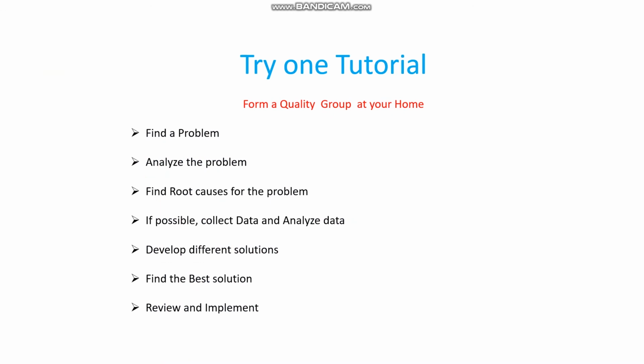Try one tutorial. Form a quality circle group at your home. Try to identify one problem at your home, then analyze the problem and find root causes for the problem using a fishbone diagram. If possible, collect the data and apply some statistical process control techniques like bar chart, pie chart, histogram to analyze the data. Then develop different solutions. Then discuss these different solutions with your family members. Then find the best solution. Then review. After that, implement. Try this tutorial. Definitely you will find a solution for one problem at your home.